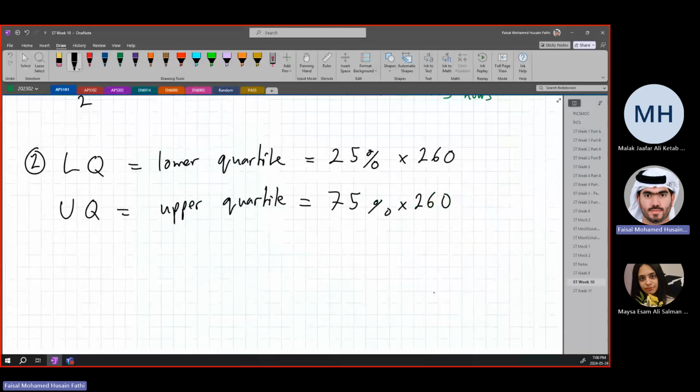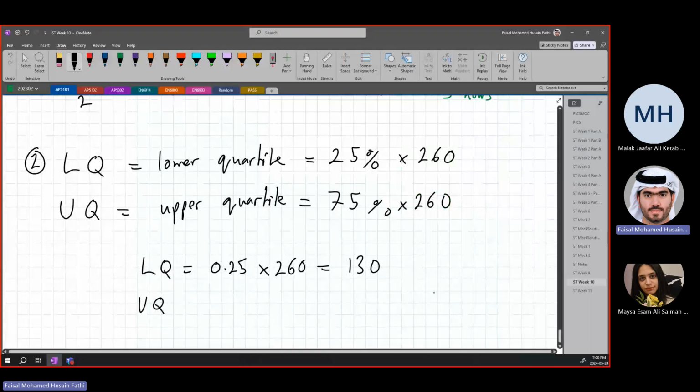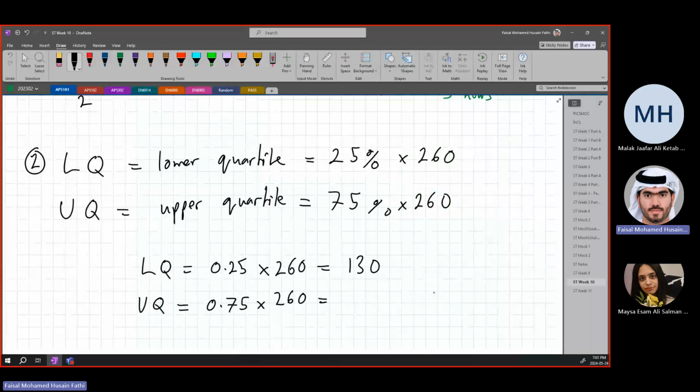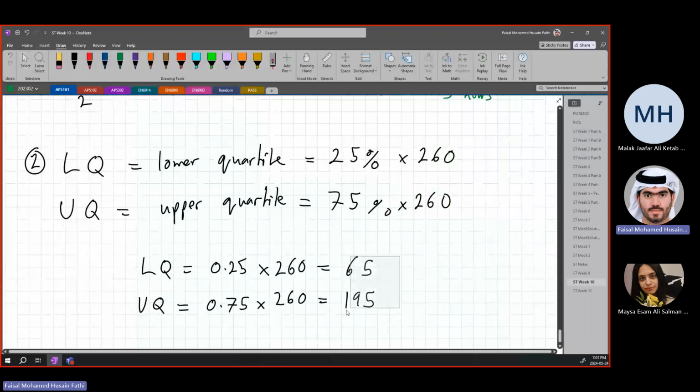In other words, LQ is equal to 0.25, because it's a percentage divided by 100, times 260, which is equal to 65. And your upper quartile is 0.75 times 260, which is 195. Let me double check my work. Yes, 65. So these are our lower quartile and upper quartile values from the frequency.